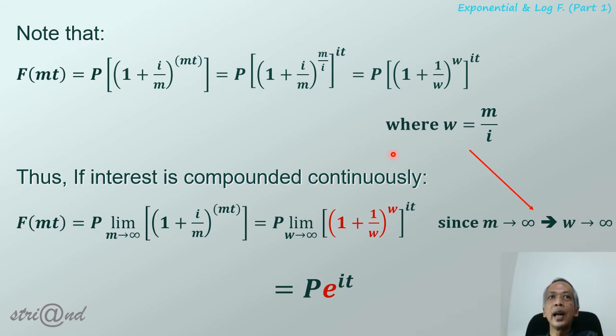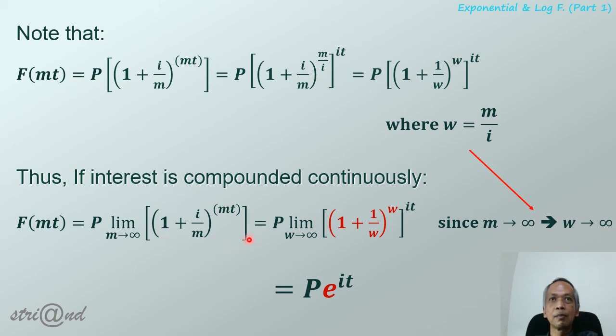And next we can use this understanding to find the formula when the interest is compounded continuously. So the interest is not only compounded quarterly, it is not only compounded monthly, it is not only compounded every minute, every second, but it is compounded every moment. So it is compounded continuously. So when it is compounded continuously, we need the help of limit. The limit when the m approaches infinity, because it is compounded continuously.